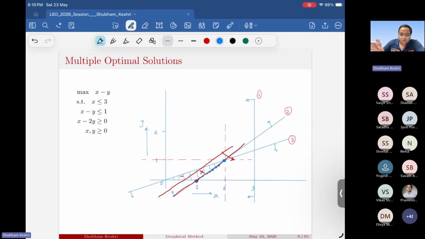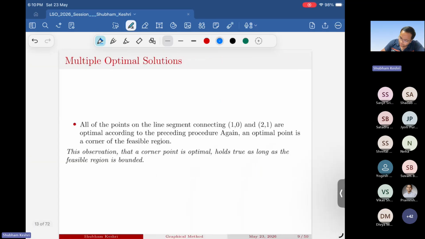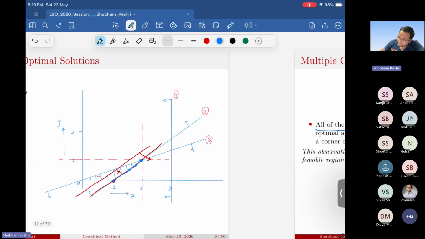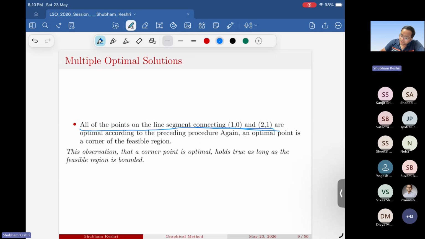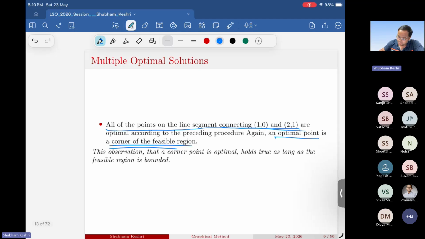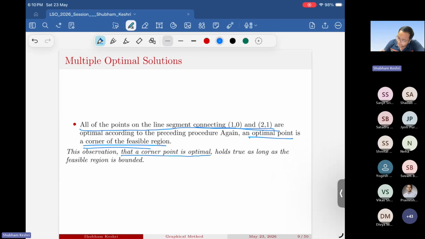Why? Because all the points on this line will have the same value, since they fall on that line, and all the points on this line are optimal. Okay, all the points on the line segment connecting (1, 0) and (2, 1) are optimal. But what we observe is that there are two corner points on this line and both of them are optimal. So this observation that a corner point is optimal holds true as long as the feasible region is bounded.